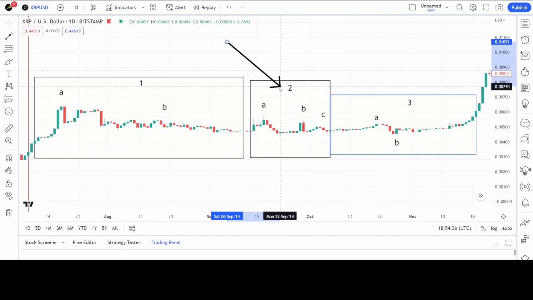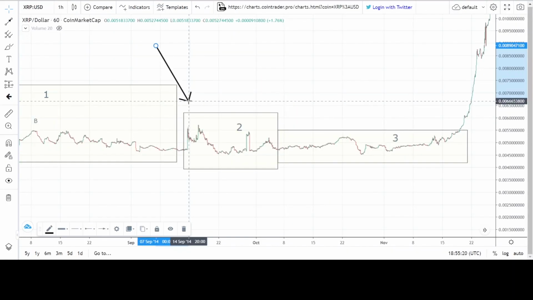How about we zoom further into this and go into an hour candle and look at this on a closer scale. Okay, so this is over on CoinTrader Pro. It's a free website. You can look up different charts, and it allows me to go into a very small time frame. So I'm on an hour candle, and this took place in 2014.